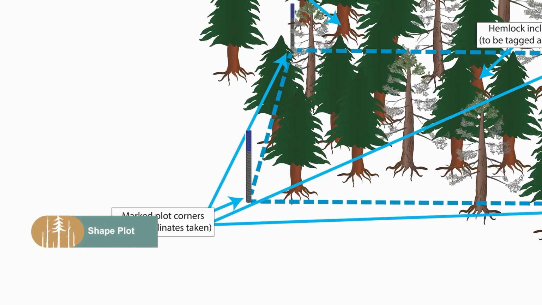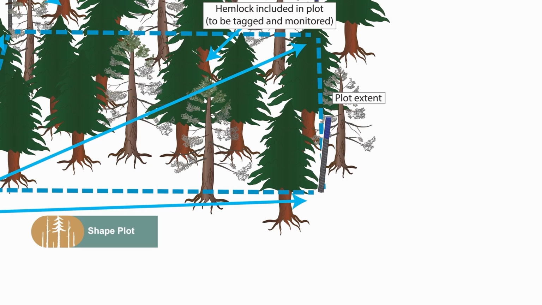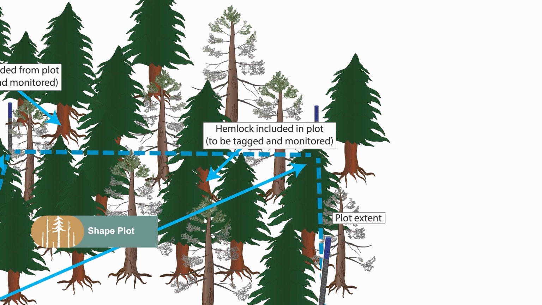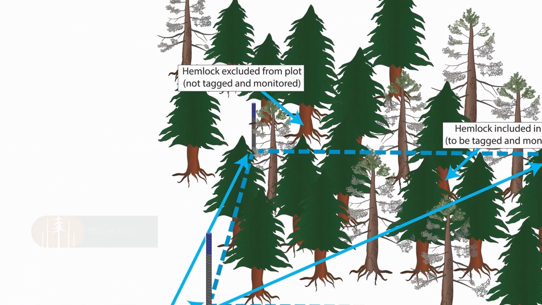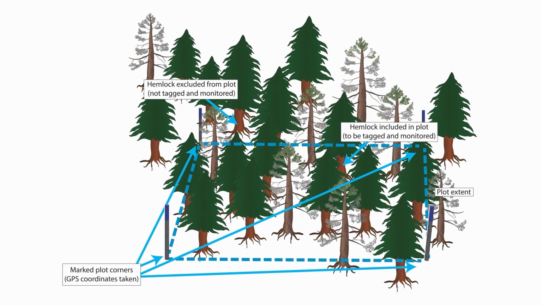Finally, you could choose to create anchor points at each corner of a rectangle or other shaped site. As in the other plot designs, these anchor points should be marked and have GPS coordinates taken. This may be a good option in an area with moderate hemlock density or in which a hemlock stand is bordered by other forest types.